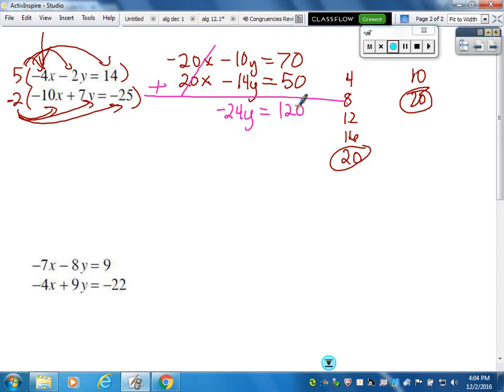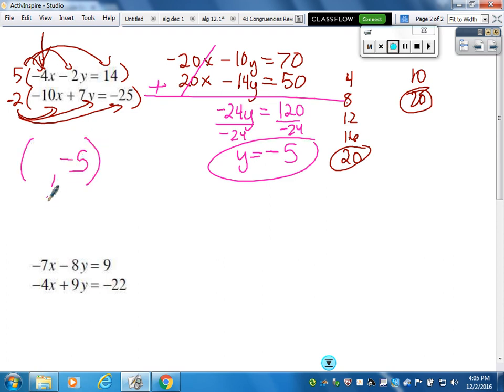Let's go ahead and divide that by our negative 24, and we will have the answer, which is 5. Well, not just 5, though. Negative 5. We have half the answer. We've got what y is. So we've got the second part of the coordinate. Remember, x and then y. So let's pick an equation to plug that into to find the other part.